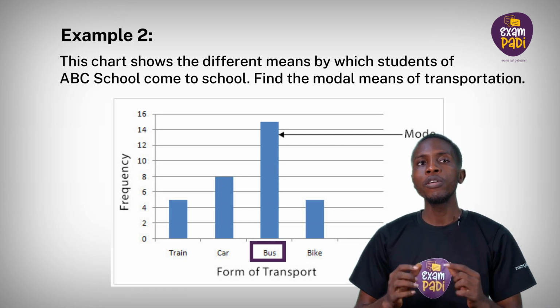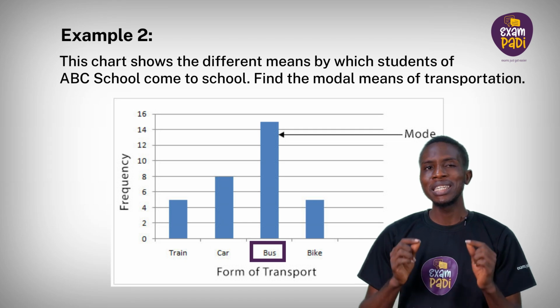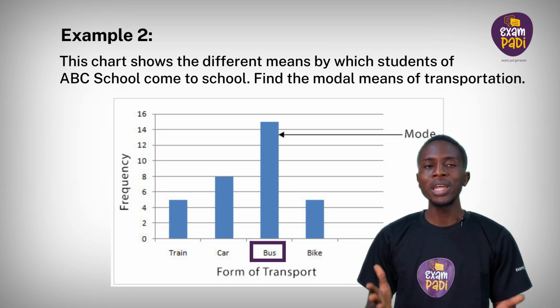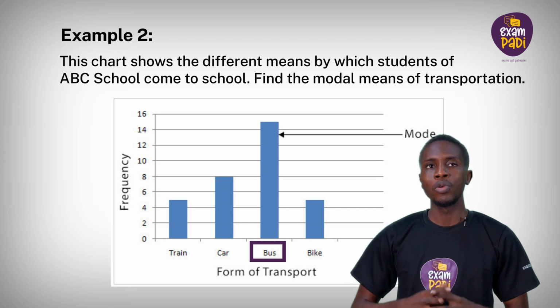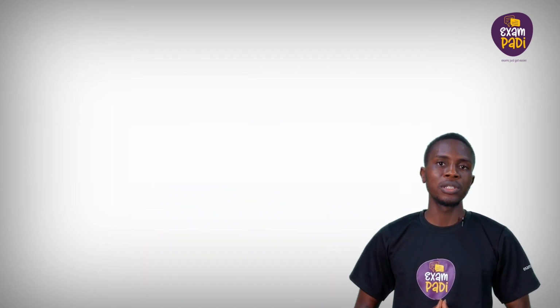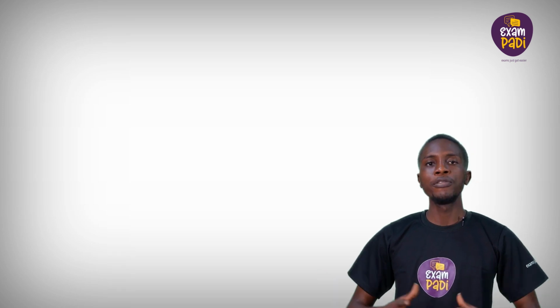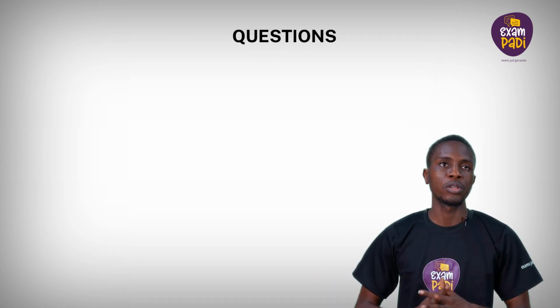However, one of the problems with the mode is that it is not unique. So when a set of data has 2 most occurring items, we pick both items. We have come to the end of today's lesson. Here are a few questions to evaluate yourself.